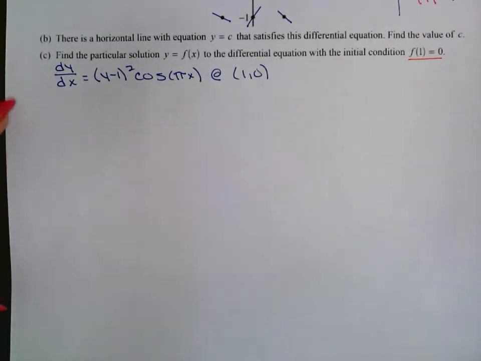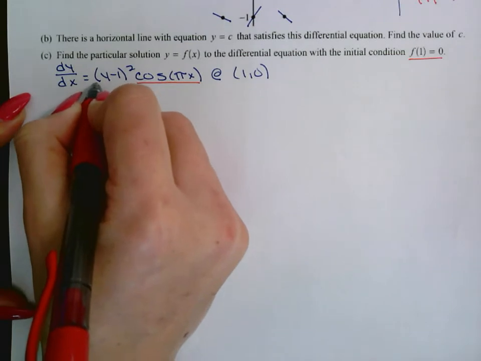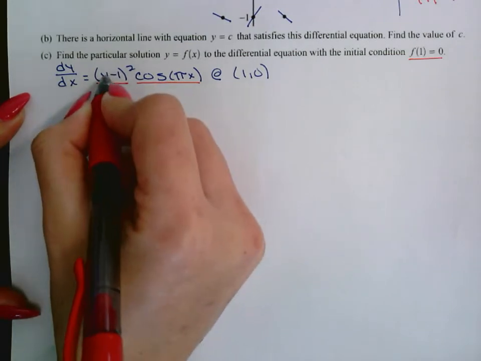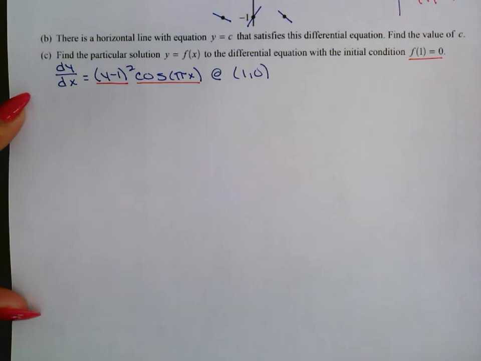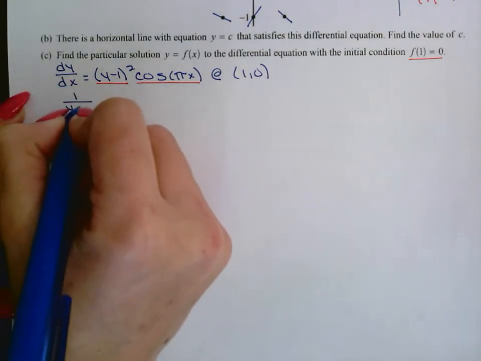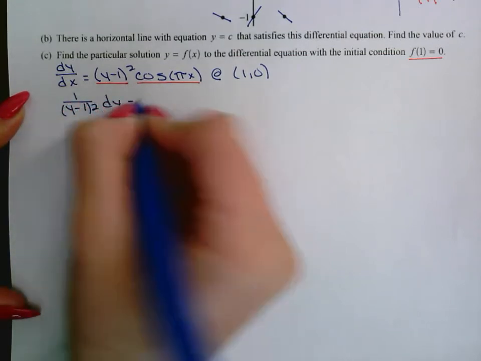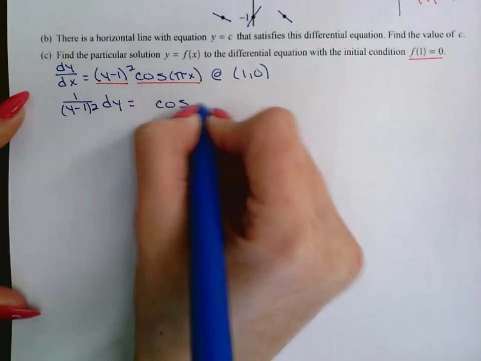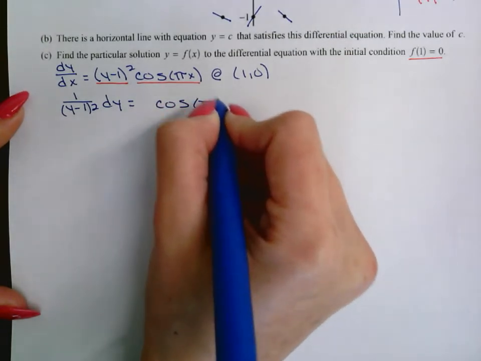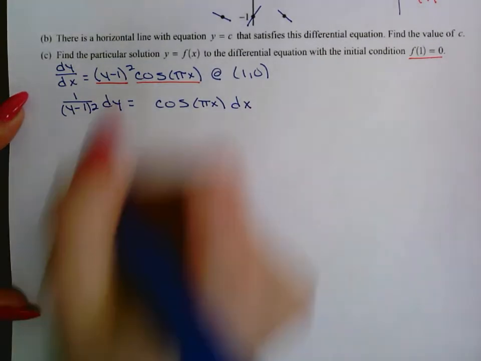So the cosine holds the x, so it's going to have to stay on the right side. And then this (y minus 1) squared has the y inside, so that entire thing is going to have to move to the left. So I'm going to say 1 over (y minus 1) squared dy equals cosine of pi x dx. There goes your first point for separating the variables.